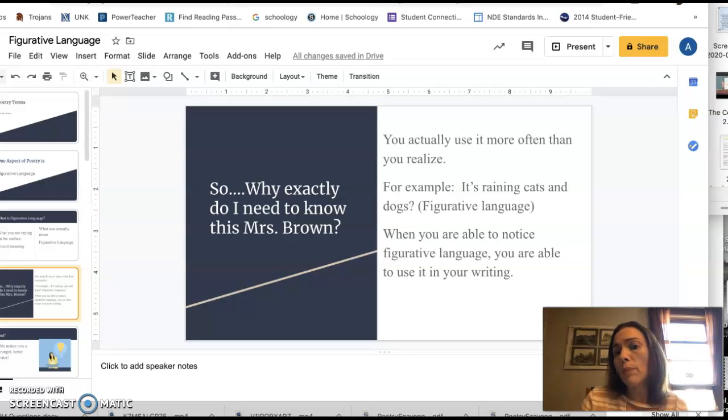For example, it's raining cats and dogs. Well, no, literally, cats and dogs aren't falling from the sky. That's not what I mean. It's not the literal meaning. It's what I'm actually saying. It's downpouring. It's really, really raining outside. And when I'm able to notice what figurative language is, I can use it in my writing.